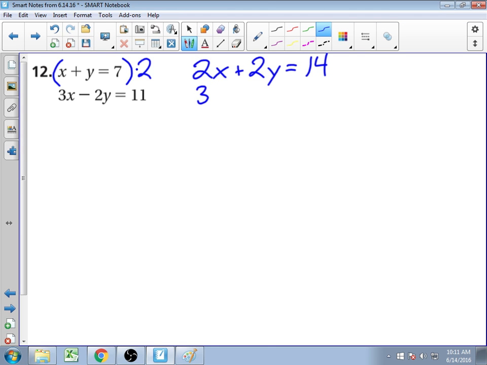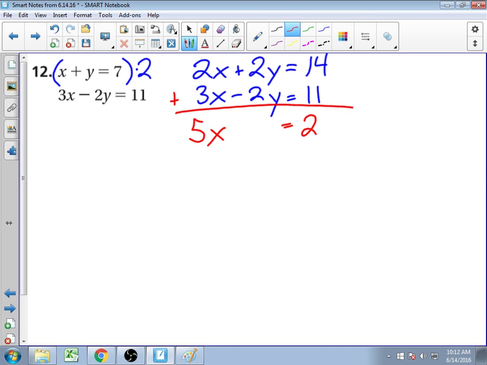That can be combined with 3x minus 2y equals 11. I'm going to combine that by adding the two functions together. So I get 5x, these cancel with each other, equals 25. To solve for x, divide by 5. My x value must equal 5.